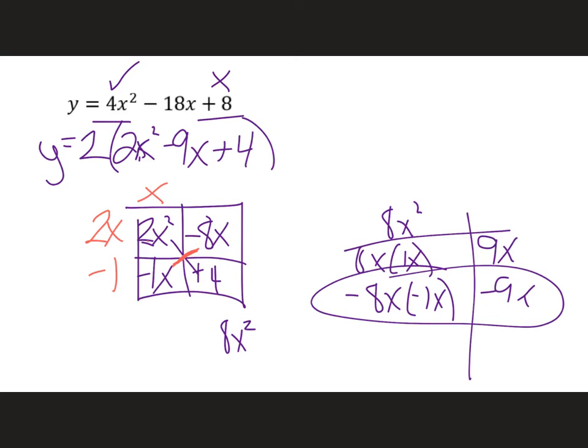So on the second column, 2x times -4 would make -8x. And then -4 times -1 would make +4. So that would work for this box. So our factored form here would be y equals 2x minus 1 times x minus 4.